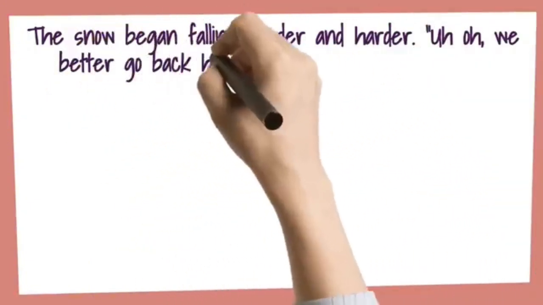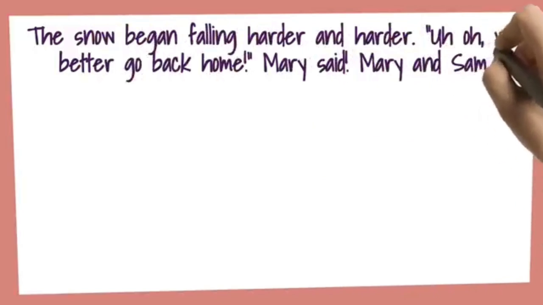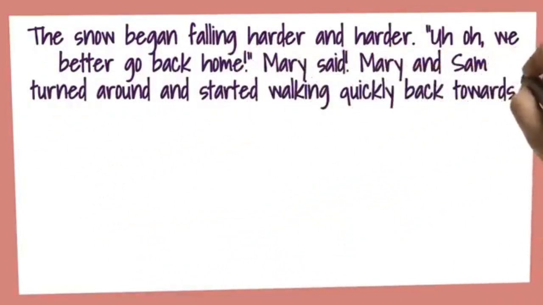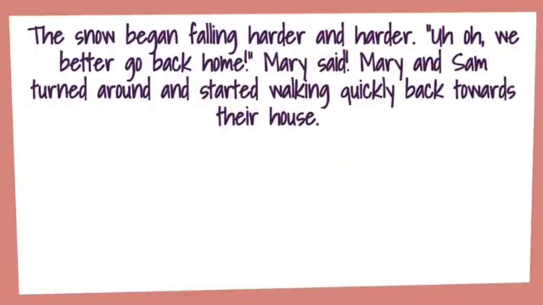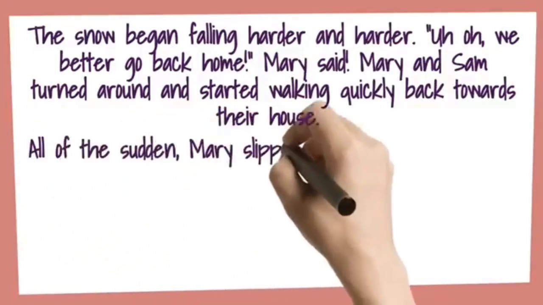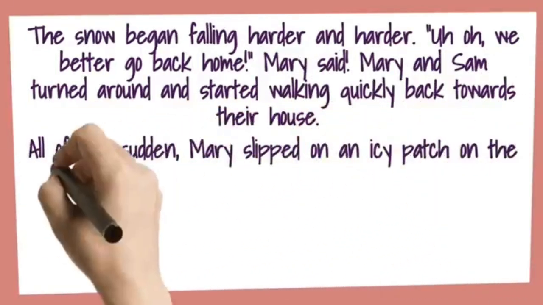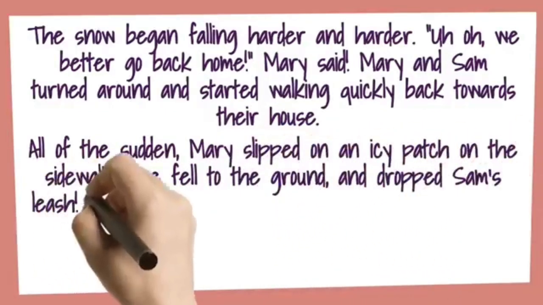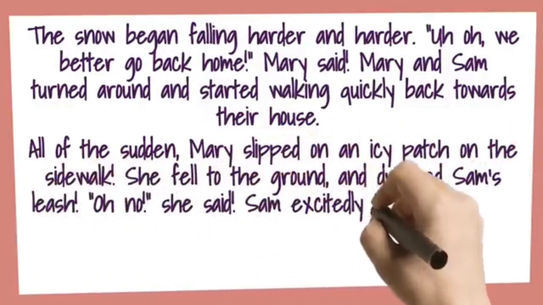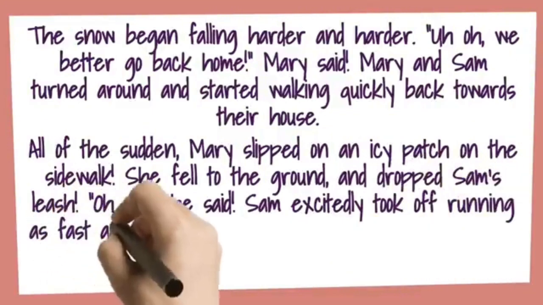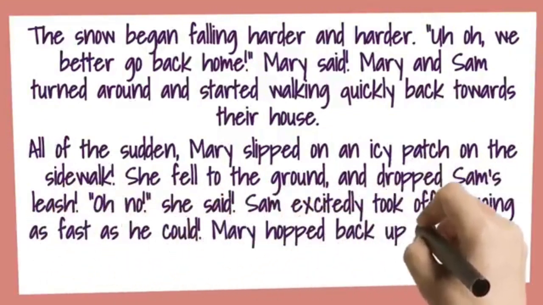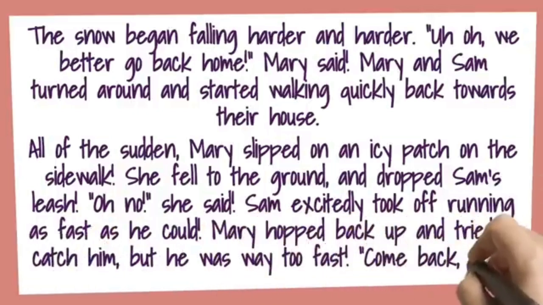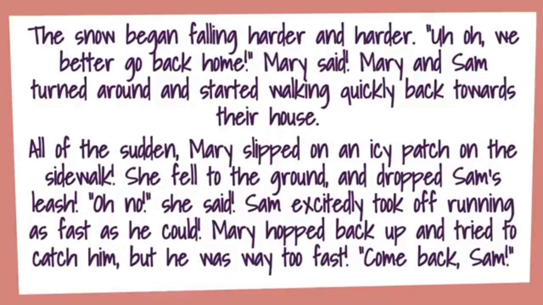Uh-oh, we better go back home, Mary said. Mary and Sam turned around and started walking quickly back towards their house. All of a sudden, Mary slipped on an icy patch on the sidewalk. She fell to the ground and dropped Sam's leash. Oh no, she said. Sam excitedly took off running as fast as he could, and Mary hopped back up and tried to catch him, but he was way too fast.